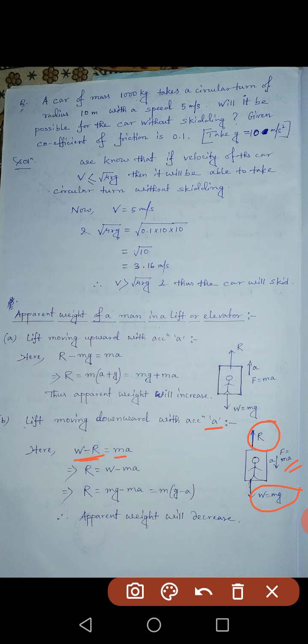So if it is so, R will be equal to W minus ma. Now W means it is mg, so mg minus ma. Now see, initially when it was not in motion, R was equal to only mg, but this time mg minus ma. So minus means what? It is reducing the apparent weight, which is R, it will decrease. By which amount? By ma.